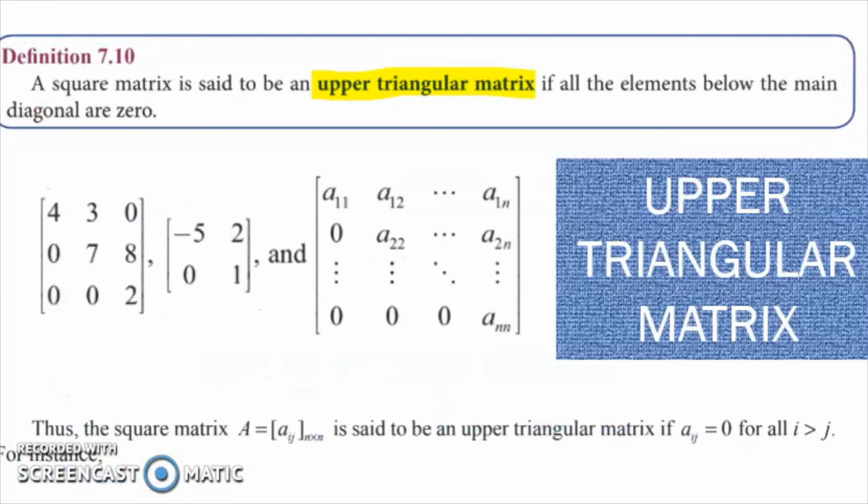Upper triangular matrix is a matrix where its upper triangle has values and the lower triangles are all 0. So how can we express this? So we can say that Aij is equal to 0 if i is greater than j.